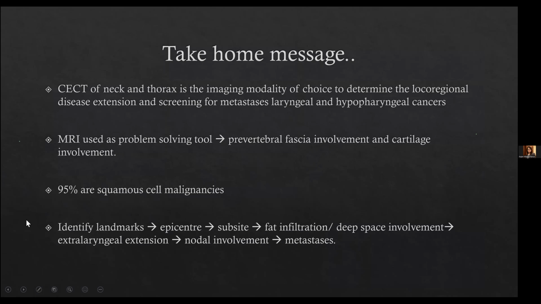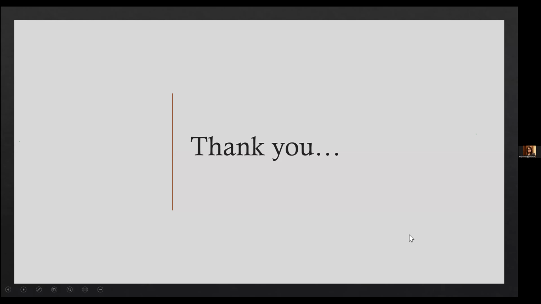And to identify the disease, first you have to identify the normal anatomy and landmarks, followed by the epicenter, the subsite of disease involvement. And if we follow the fat infiltration and deep muscle involvement, we can look at the extension of the disease very nicely, followed by the exolaryngeal disease extension, nodal involvement, and metastasis. So thank you for listening patiently.